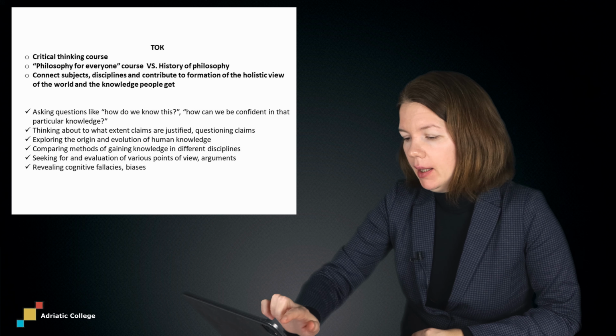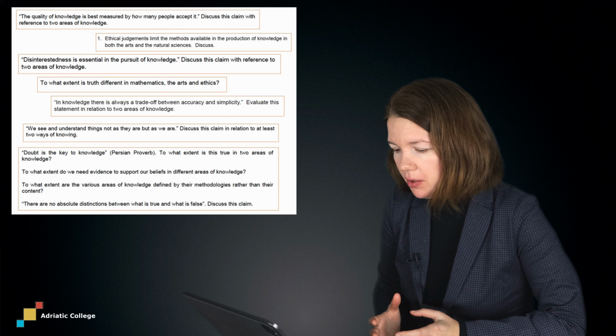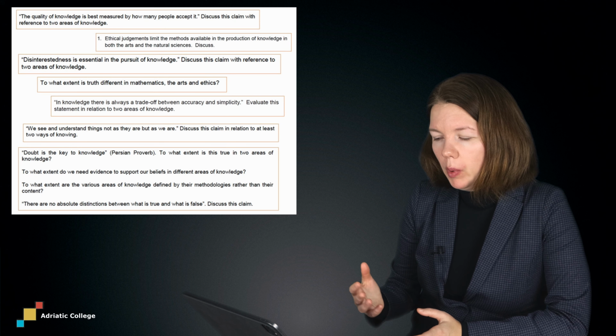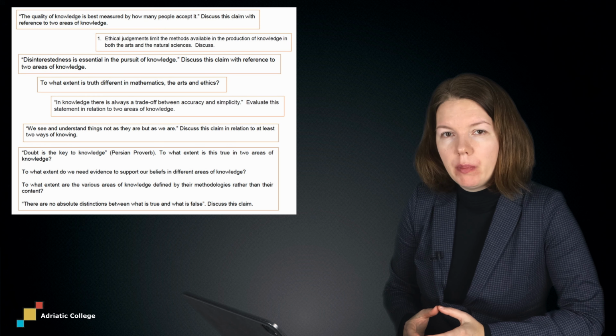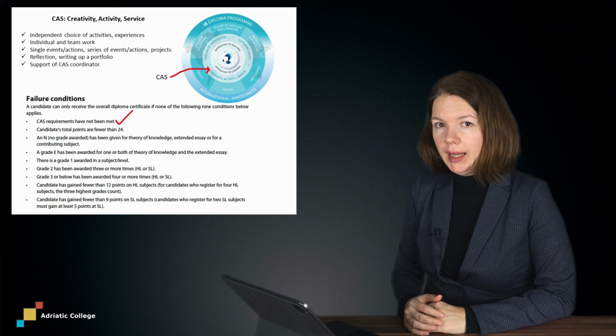Look, for example, to what extent is truth different in math, the arts, and ethics? Or, we see and understand things not as they are, but as we are. Discuss the claim. Doubt is the key to knowledge. To what extent is this true? So have a look and get an idea of what kind of an essay is expected by the end of the course.